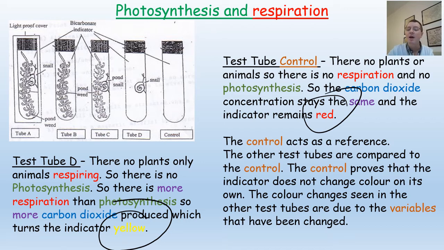However, the control is a very important test tube, and the reason for this is that it acts as a reference. The other test tubes are compared to the control, and the control proves that the indicator does not change colour on its own. So the colour changes seen in the other test tubes are due to the changes that we've made, are due to the factors that we have altered in each of the test tubes, whether we've got plants or snails, whether we have light present or not present, the different independent variables that we put in place in this investigation. So controls are very, very important to act as a reference and allow comparisons to take place.